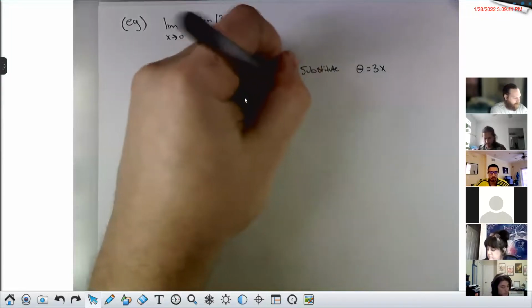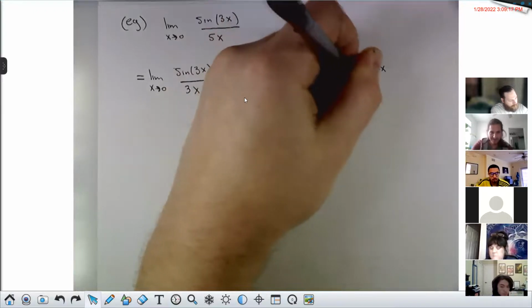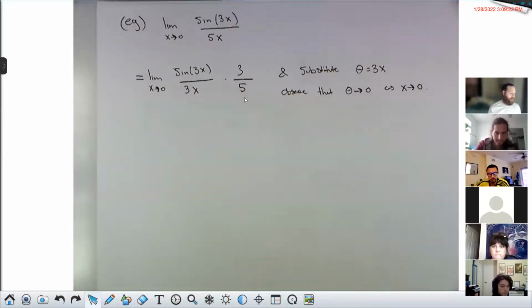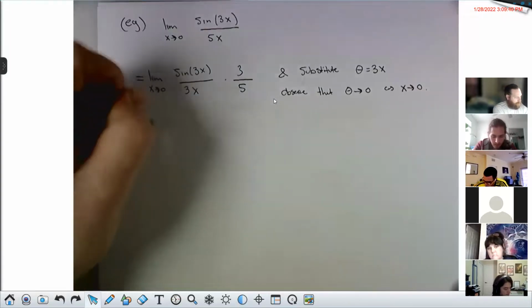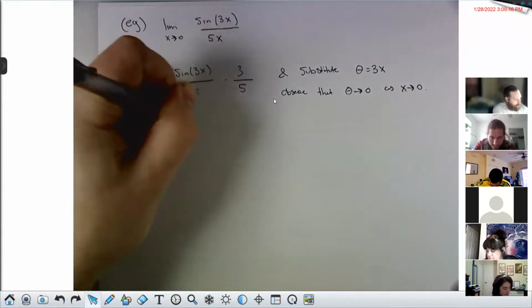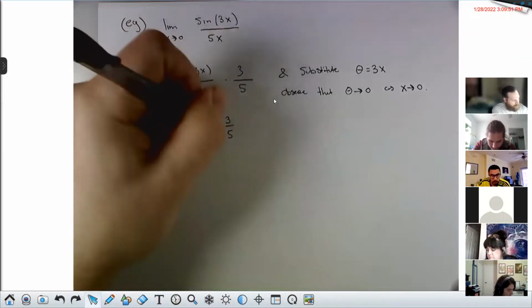And observe that theta goes to 0 as x goes to 0. If theta is 3x, then when x goes to 0, theta goes to 0 as well, right? 3 times 0 is 0. So I can now rewrite this limit as lim theta goes to 0, sine of theta over theta times 3/5.